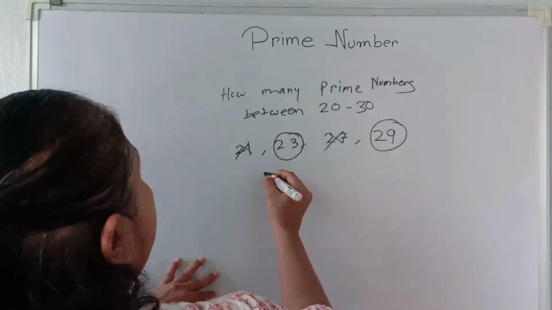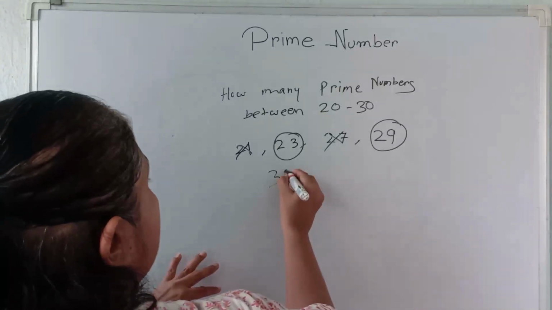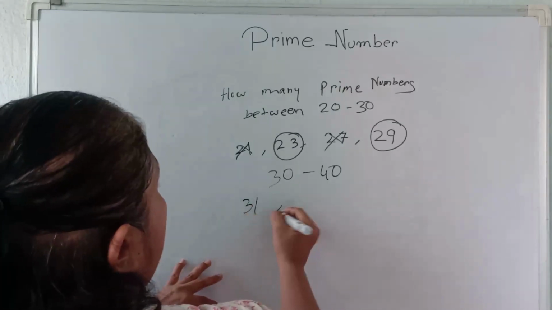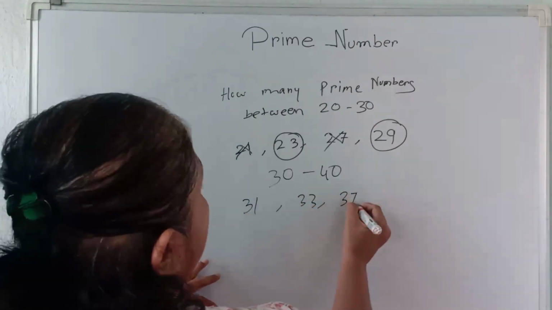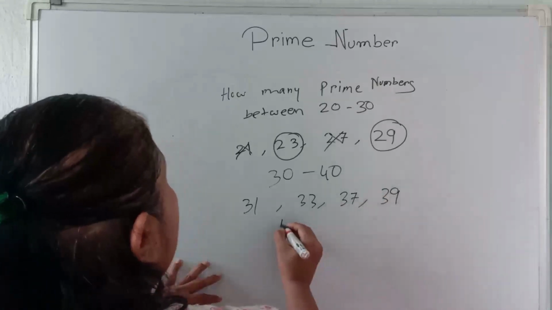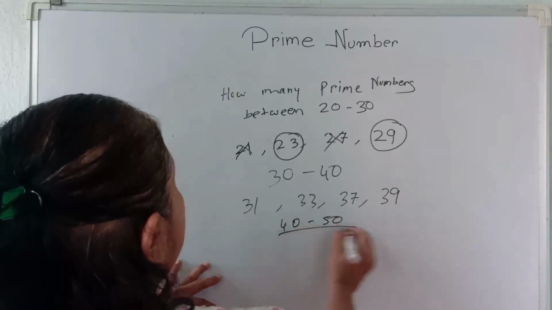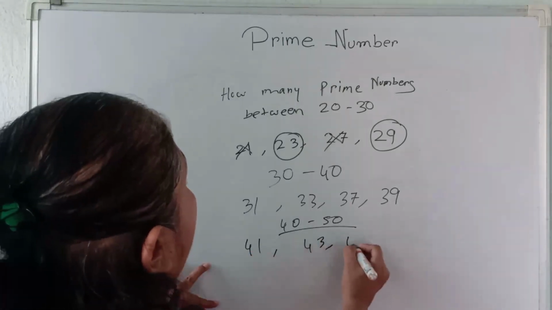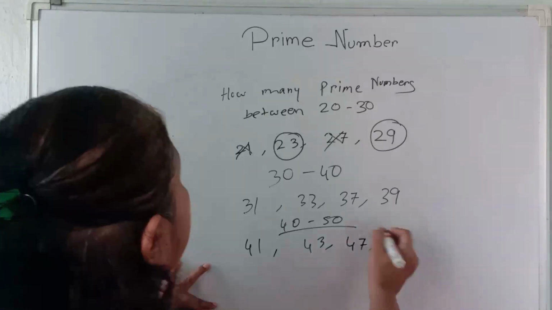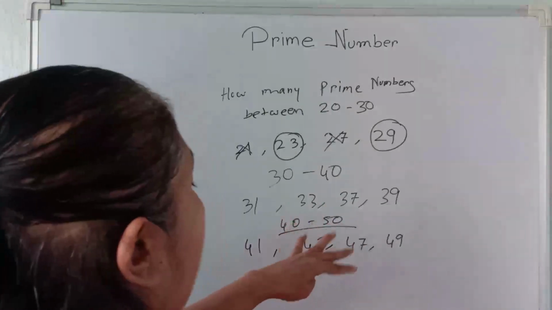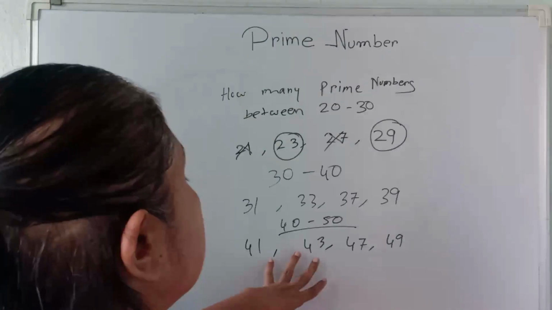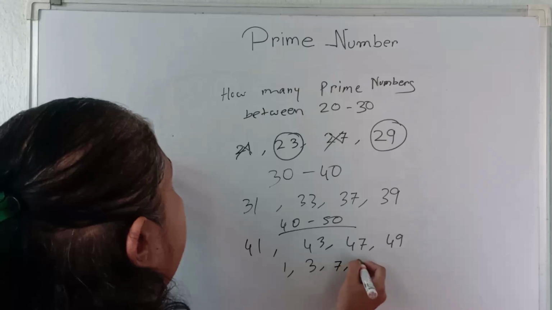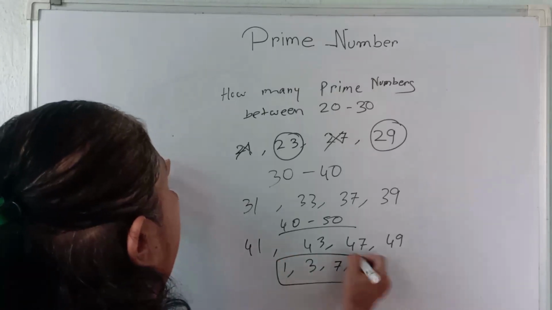Similarly, if anyone asks you how many prime numbers are between 30 to 40, you only have to check 4 numbers: 31, 33, 37 and 39. Similarly, 40 to 50, which numbers are you going to check? 41, 43, 47 and 49. So you just have to check 4 numbers, the numbers that end with 1, 3, 7 and 9.